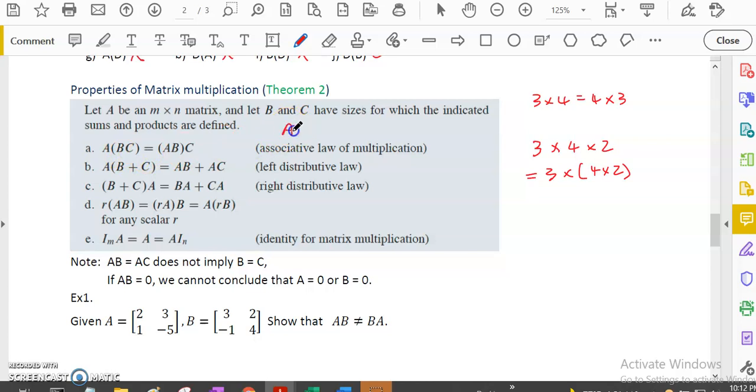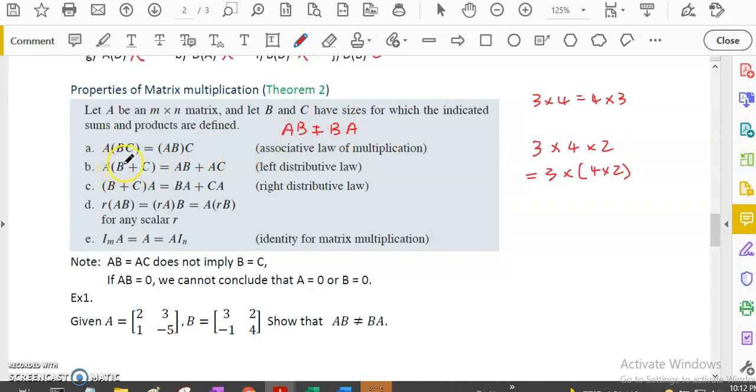So just make sure that AB is not the same as BA. And sometimes you can multiply AB, but you can't even multiply BA. And even if you can multiply both, they would not be the same. But for the distributive rule, they are okay.